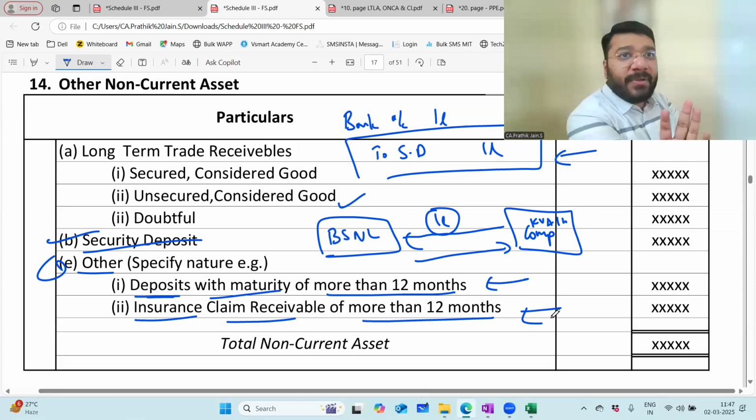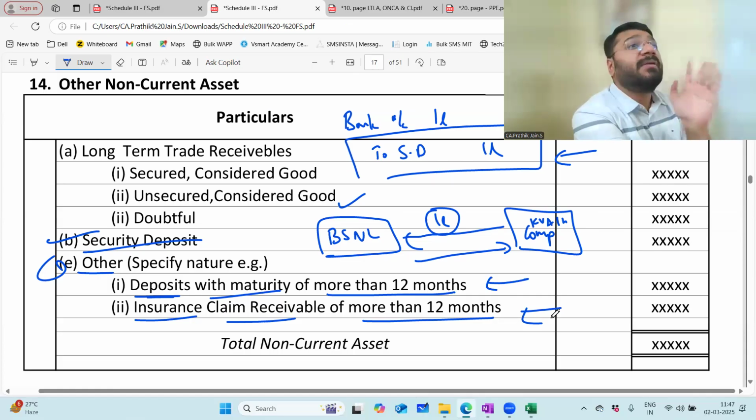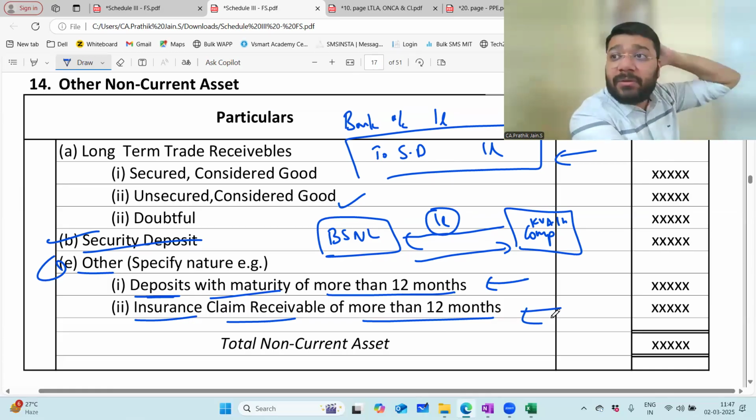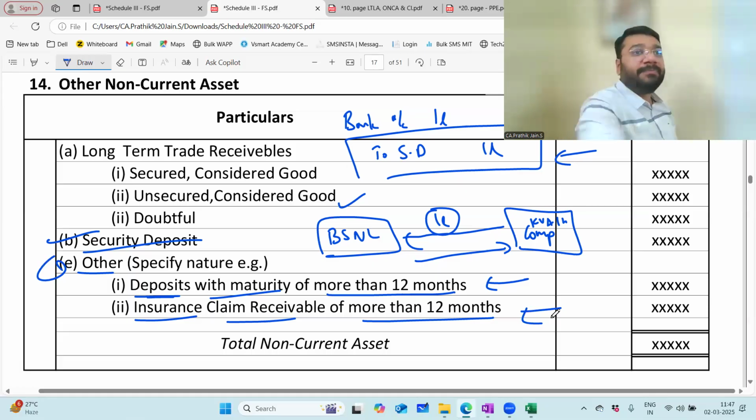Generally, this will not happen. In most cases, the insurance claim will disburse the amount within 6 months, maximum 6 months. But I'm talking about a rare scenario, if the money is going to come to you beyond 12 months, then this becomes your other non-current asset. I'm just giving you an example here. Any problem?